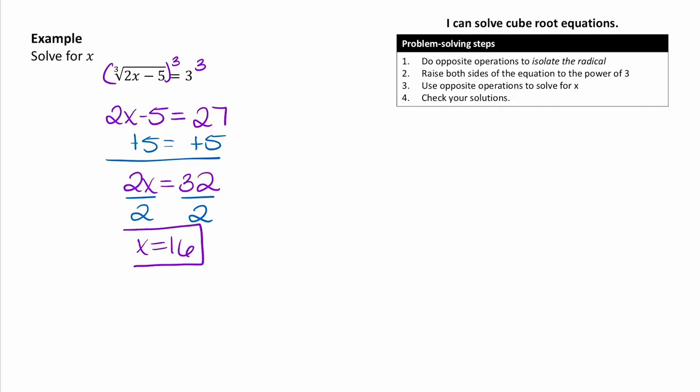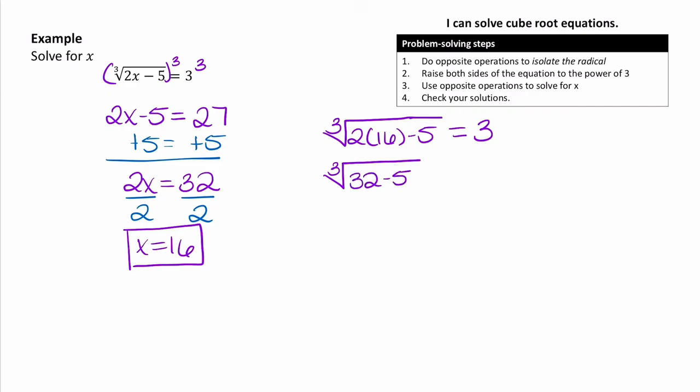Now we want to make sure that 16 is the correct answer. We're going to go back to our original equation, the cube root of 2 times x minus 5, and instead of x, we're going to substitute 16. So 2 times 16 minus 5, and we're going to verify that that equals 3. 2 times 16 is 32, so we have 32 minus 5, which is 27, and we want to verify that the cube root of 27 is equal to 3. The cube root of 27 is equal to 3, so this is in fact correct.